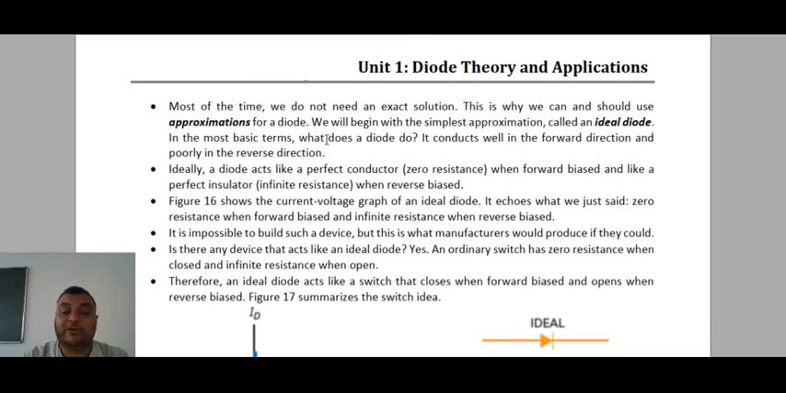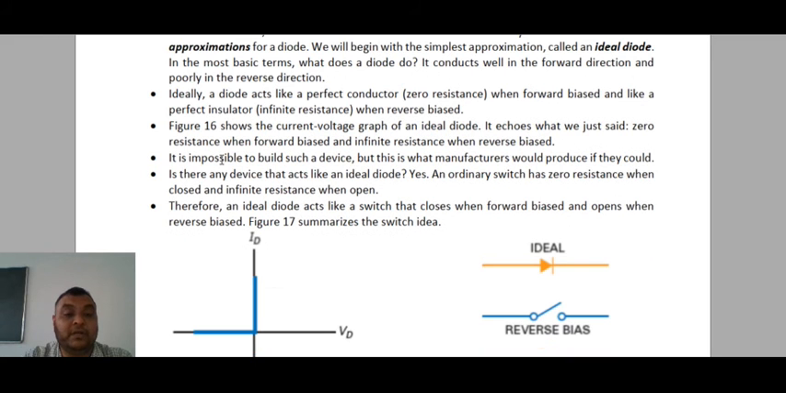So students, what is given here is that basically in the forward direction the diode easily lets the current flow, and in the reverse direction it will block the voltage, conducting poorly in the reverse direction. Okay, now it is impossible to build such a device, but this is what a manufacturer would produce if they could. Is there any device that acts like an ideal diode? Yes, an ordinary switch has zero resistance when closed and infinite resistance when open.